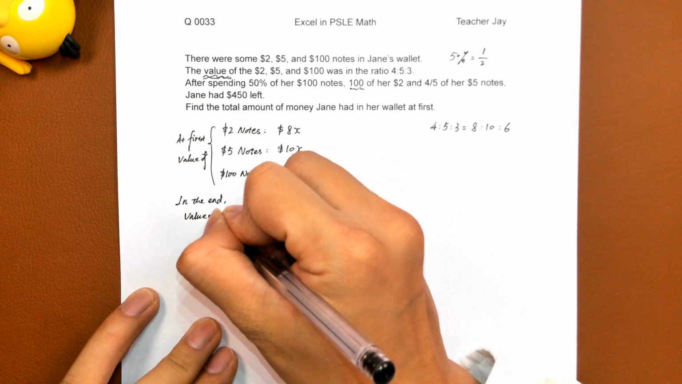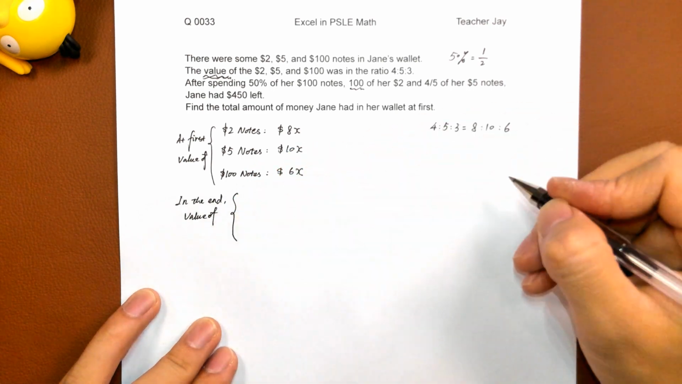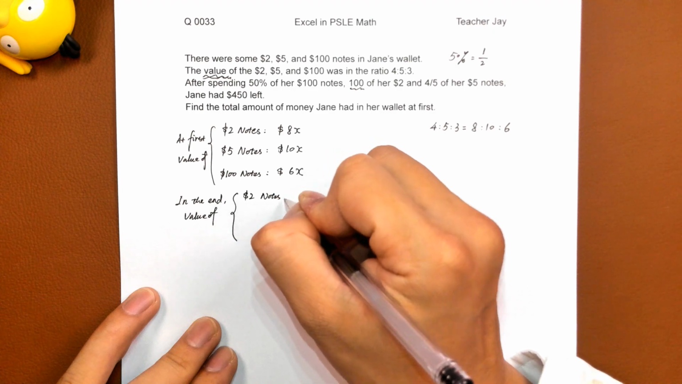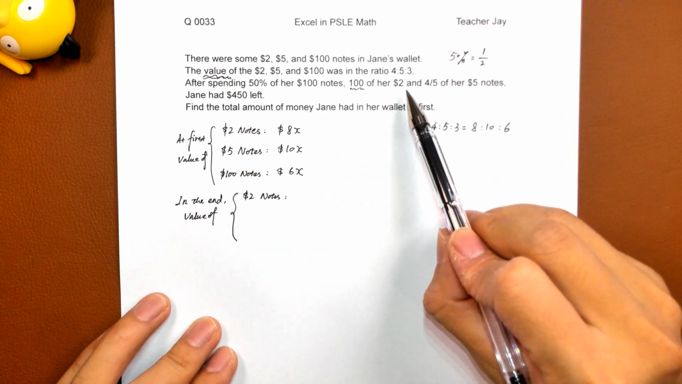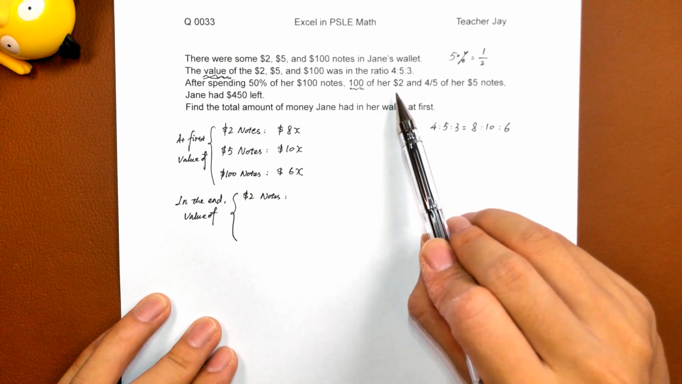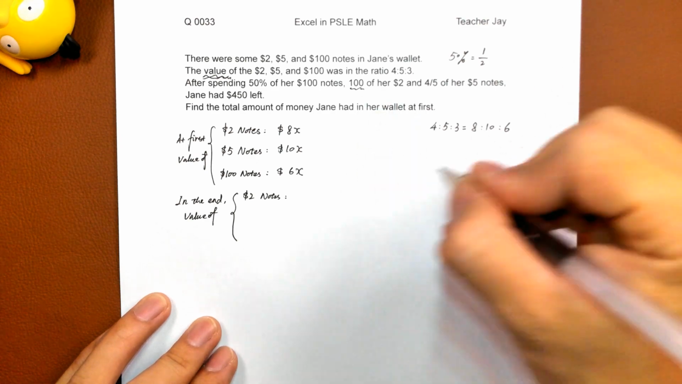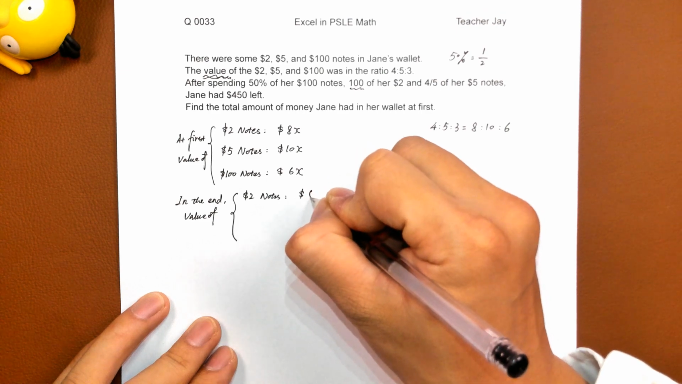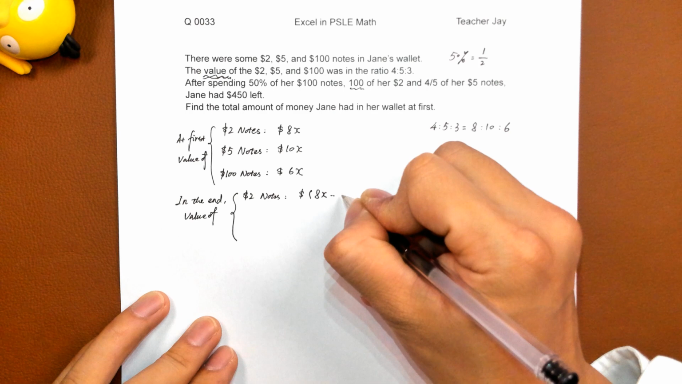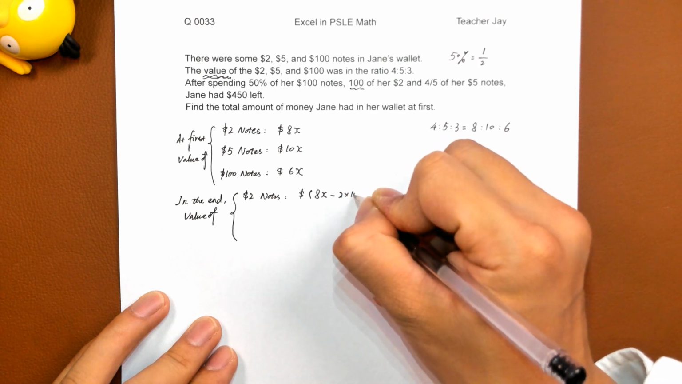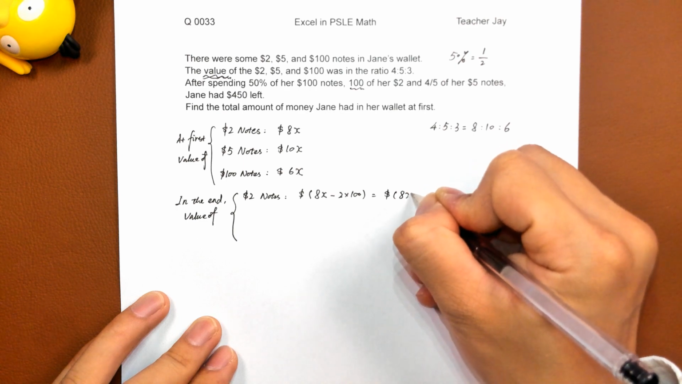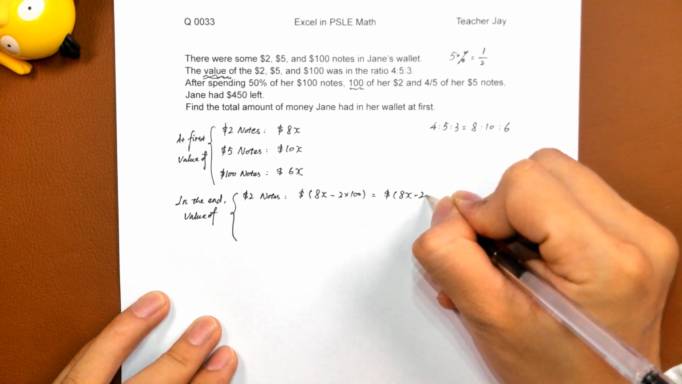value of $2 notes, we spend 100 notes of her $2 notes. Must be very careful. Minus 2 times 100. That is 8x minus 200.